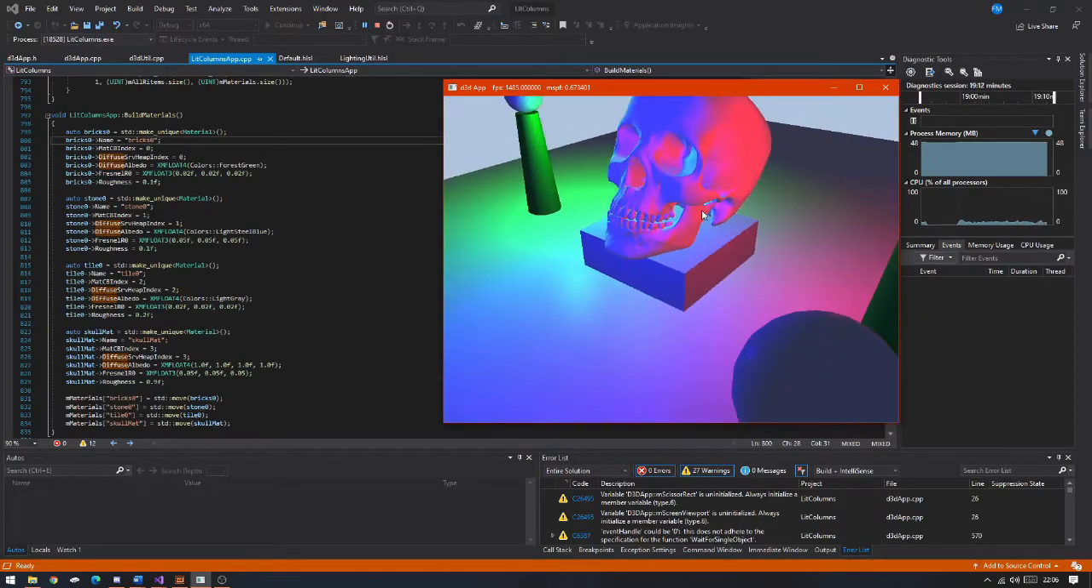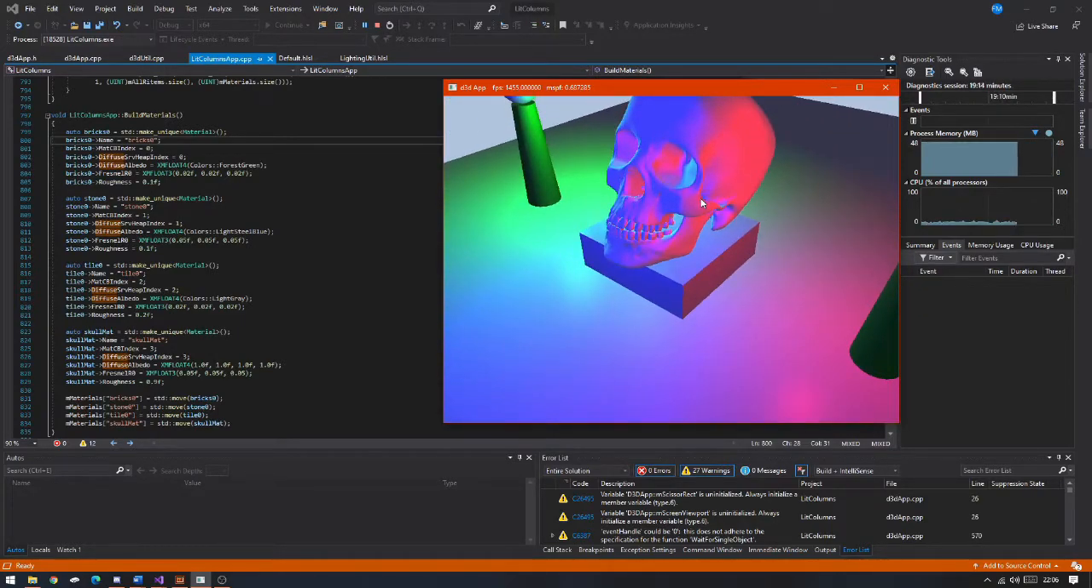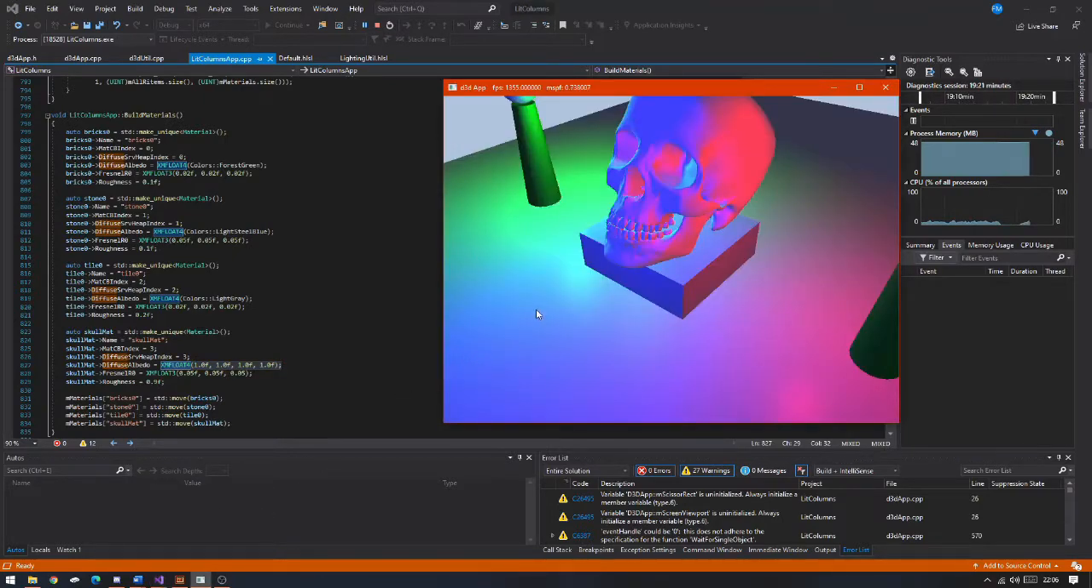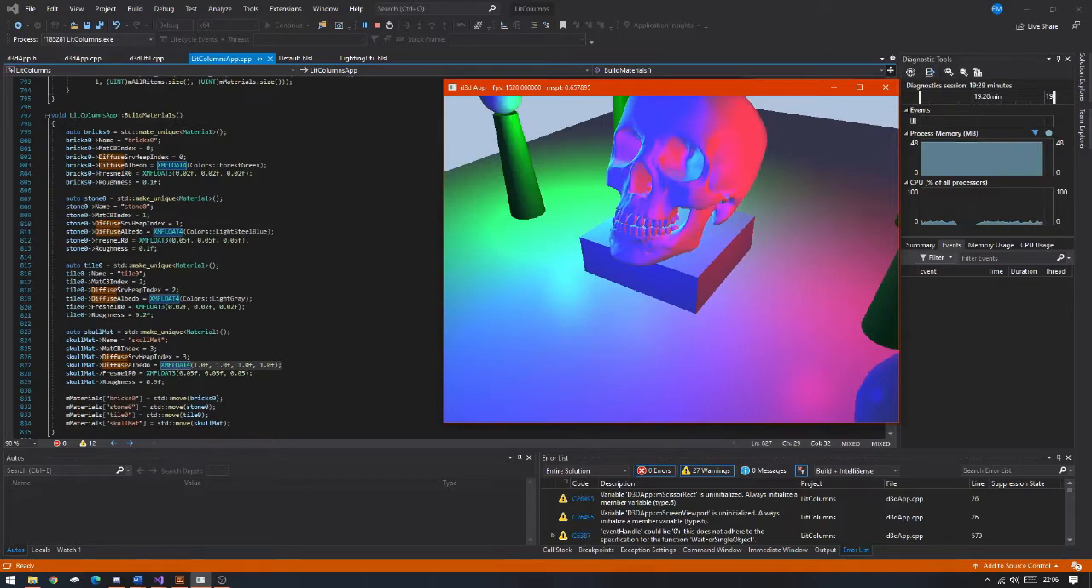Diffuse lighting is calculated using the amount of incoming light multiplied by diffuse albedo, which is the amount of incoming light that the surface will reflect, which you can see being set for the skull here and other materials. As well as multiplying incoming light and the albedo, Lambert's cosine law is also used, which controls how much of the original light the surface receives based on the angle between the surface normal and the light vector.